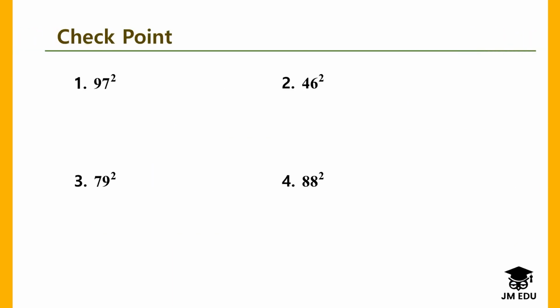Checkpoint. Number 1, we have 97 squared. 97 is close to 100. So 97 times 97, plus 3 minus 3. So 100 times 94 plus 3 squared, 9. So that's going to be equal to 9409.